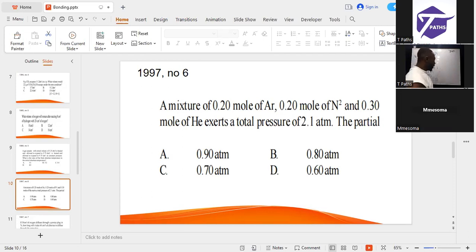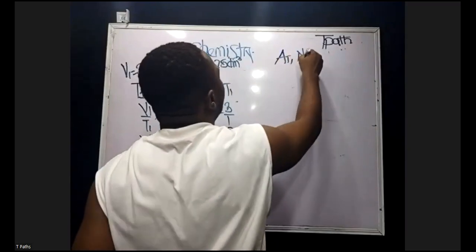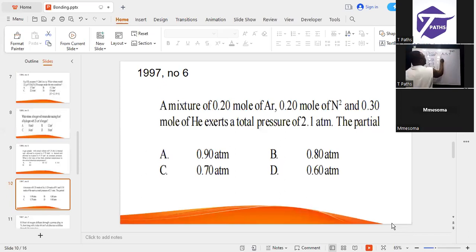Under the law of partial pressure, we need to recall that the total pressure of the system is the sum of the partial pressures of each gas involved. What if I have N2 and helium? That means the total pressure is equal to the partial pressure of argon plus the partial pressure of N2 plus the partial pressure of He. Now, what is the partial pressure?